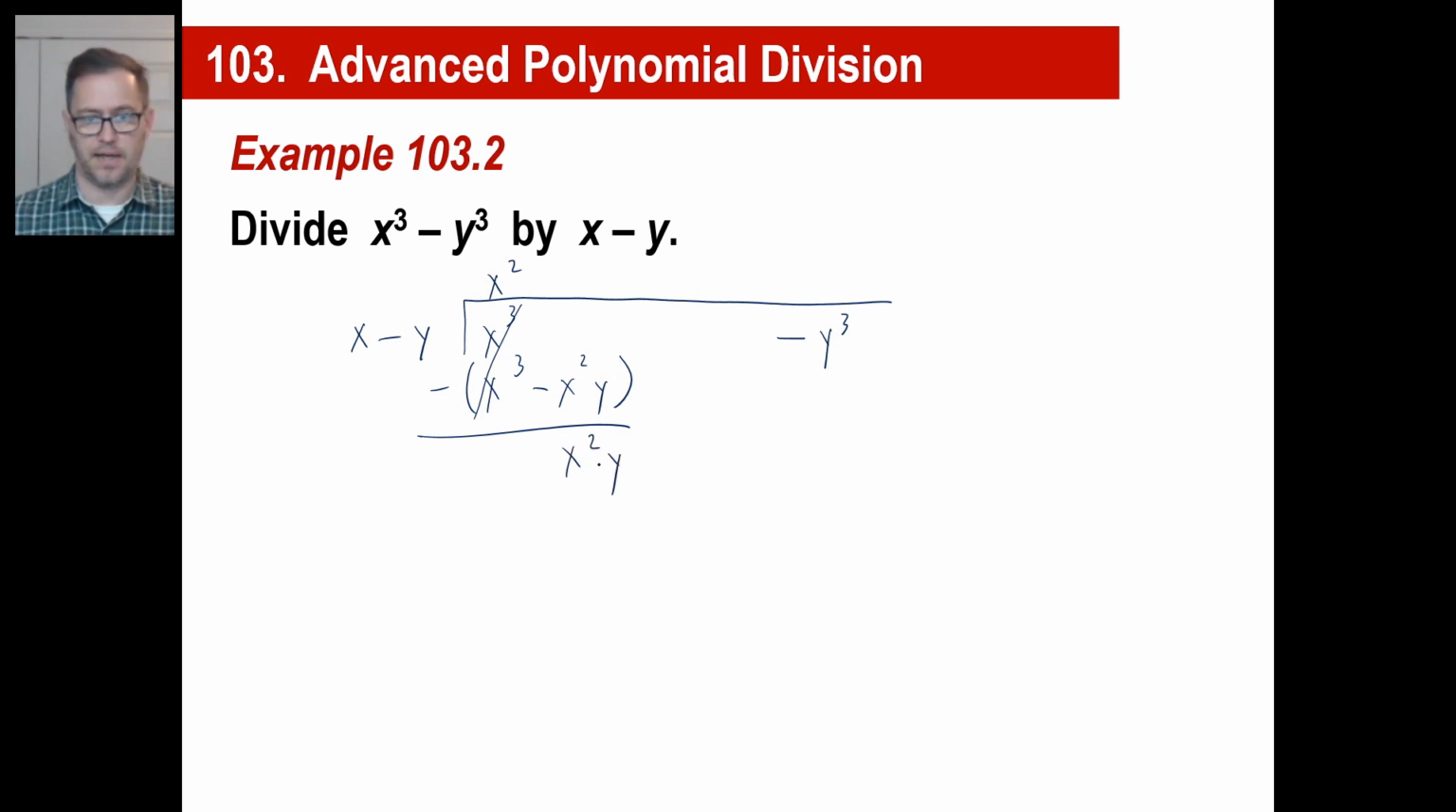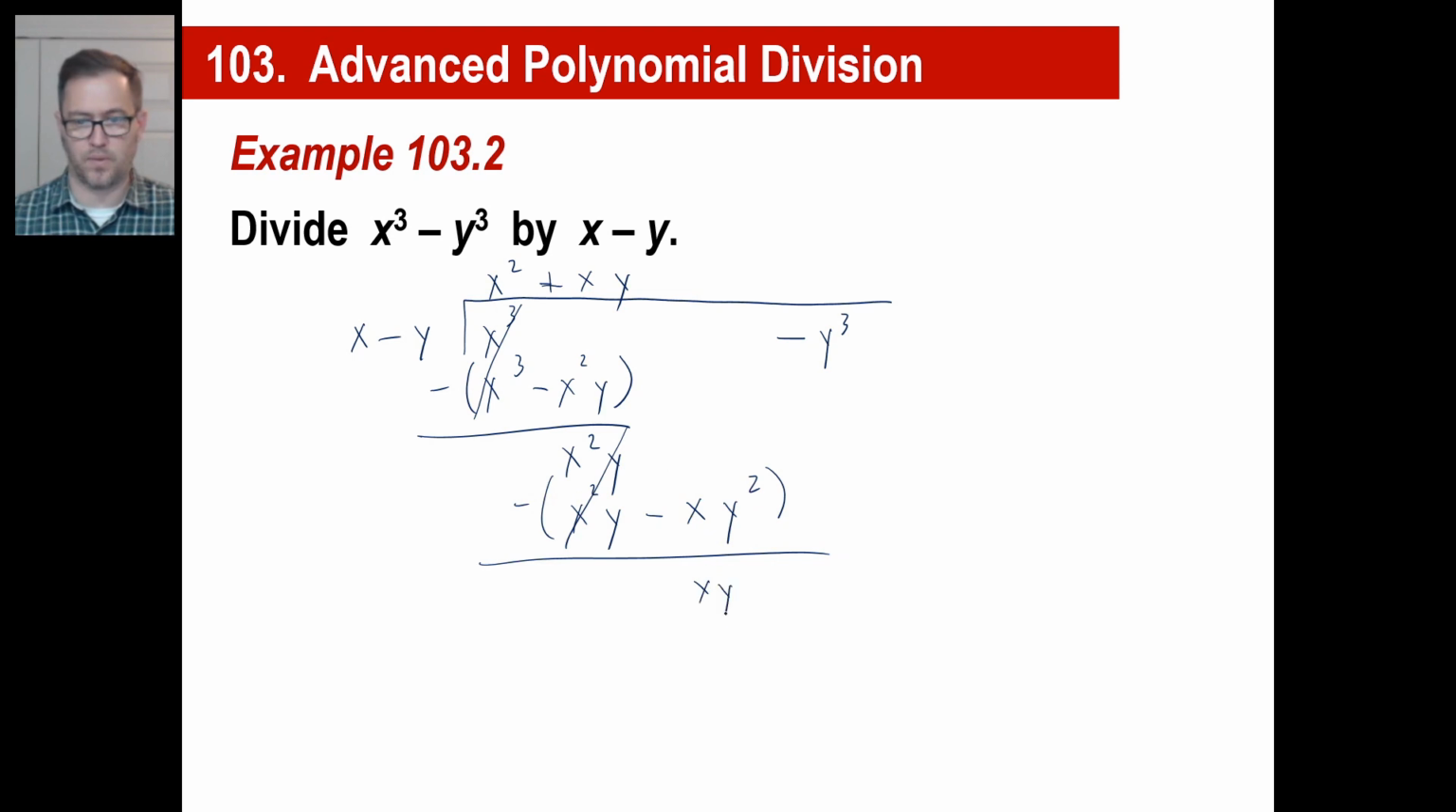Then x goes into x squared y, and the answer to that is plus xy. Okay, so xy multiplied by both of those things. Of course, this will always be the same thing. xy times negative y will be negative xy squared. And we'll subtract. That always goes away. The opposite of the opposite, of course, will be xy squared.